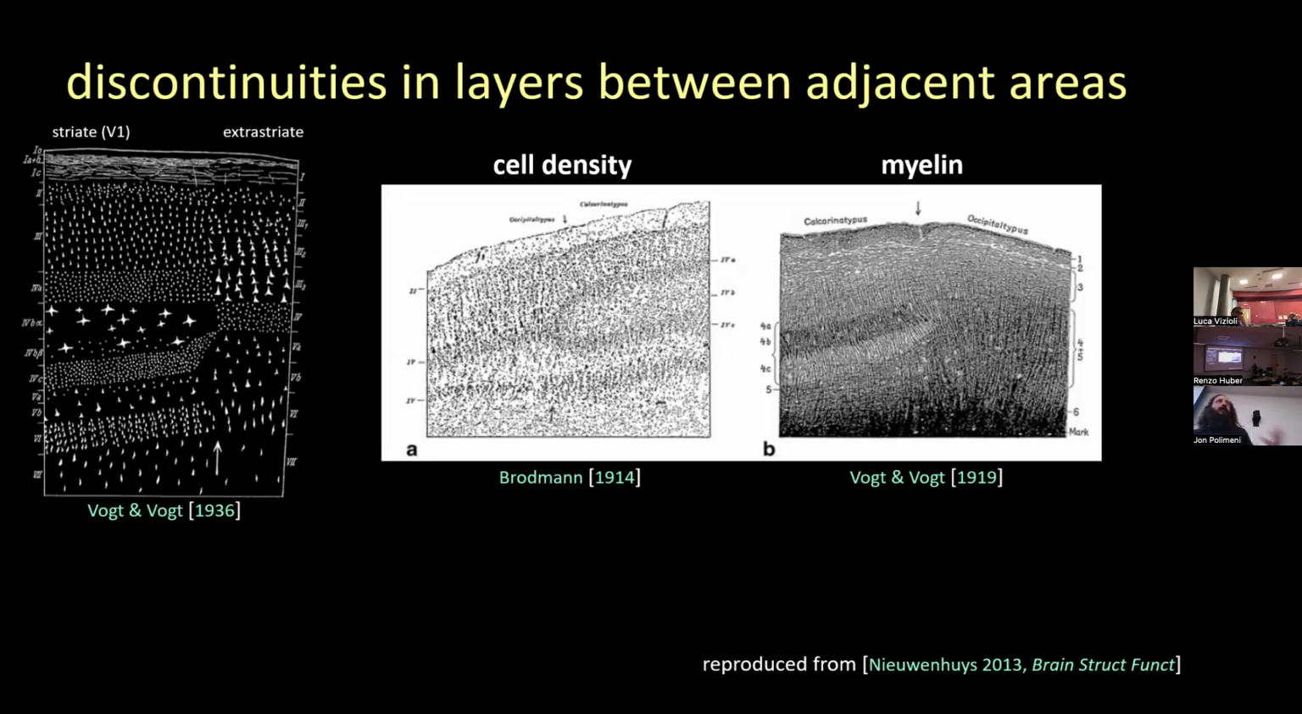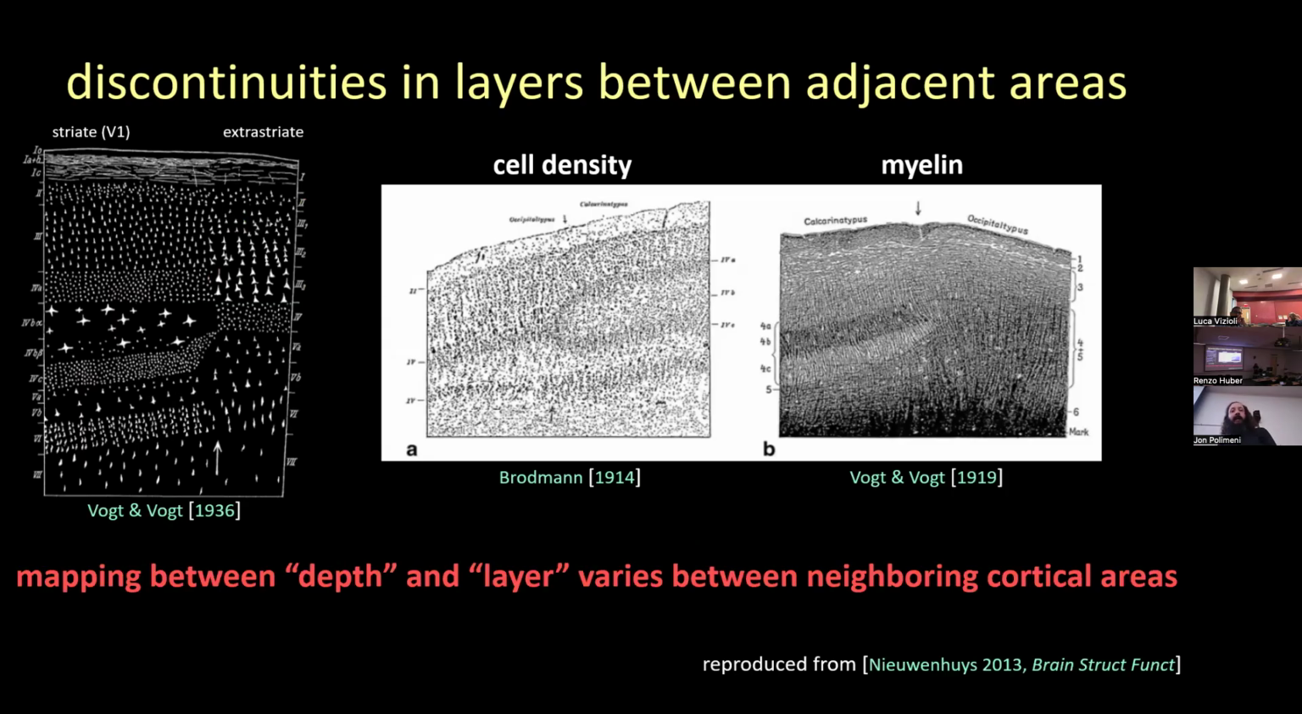And so these jumps are most frequently identified in primary sensory areas. I think they're less identified in association cortex, but still you can see here that there's a complicated mapping, again, between depth and layer that also varies between neighboring cortical areas. So the question is, how do you know the position of layer 4, for example? It's not always at 40% depth. It can be at 50% depth, depending on the cortical area.